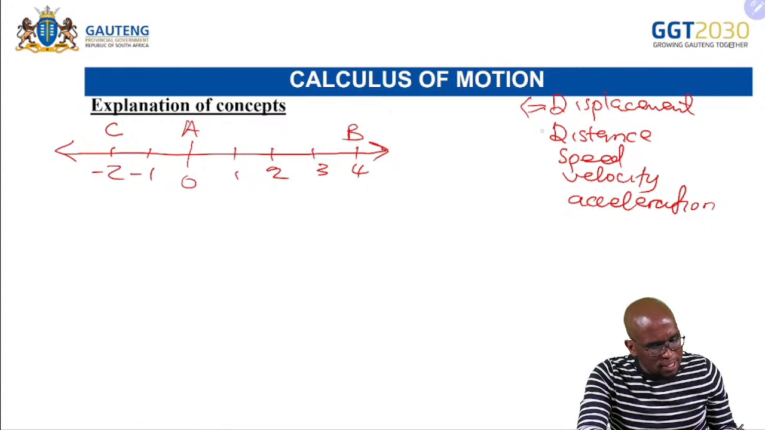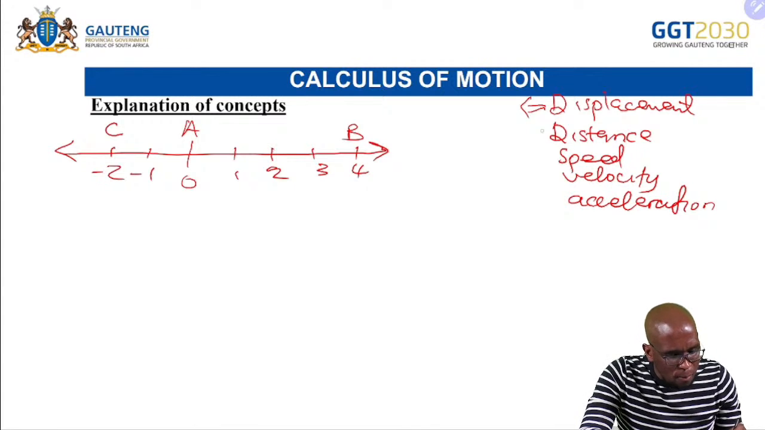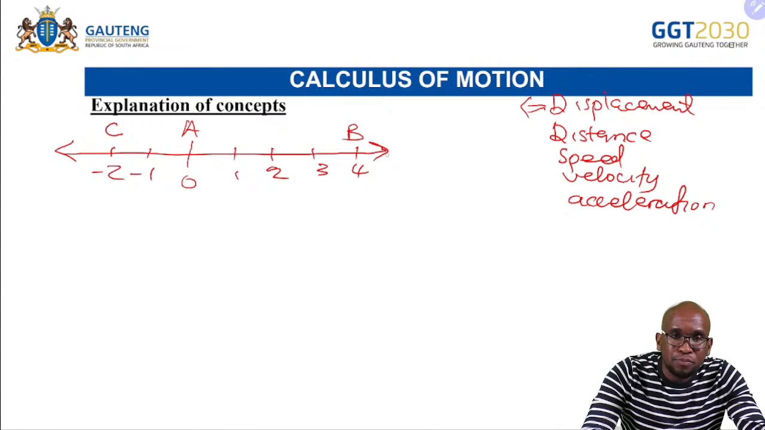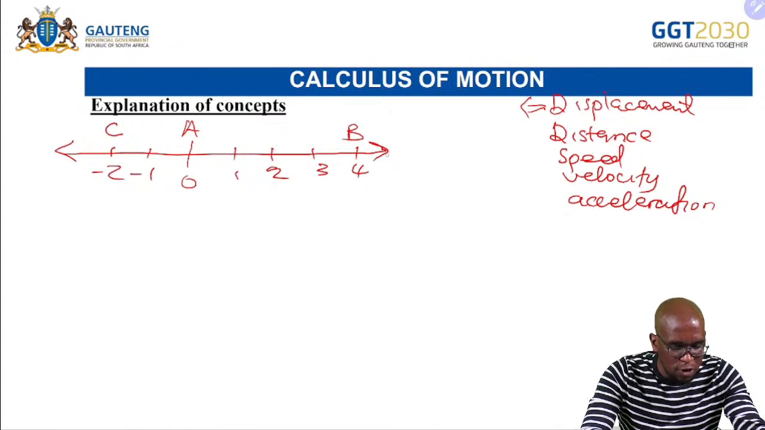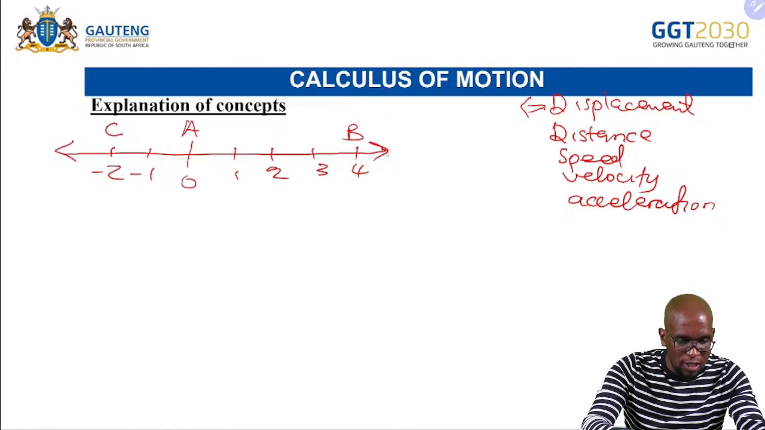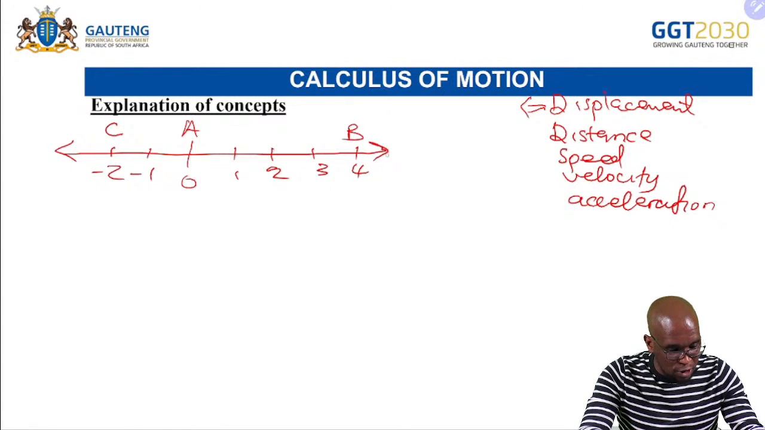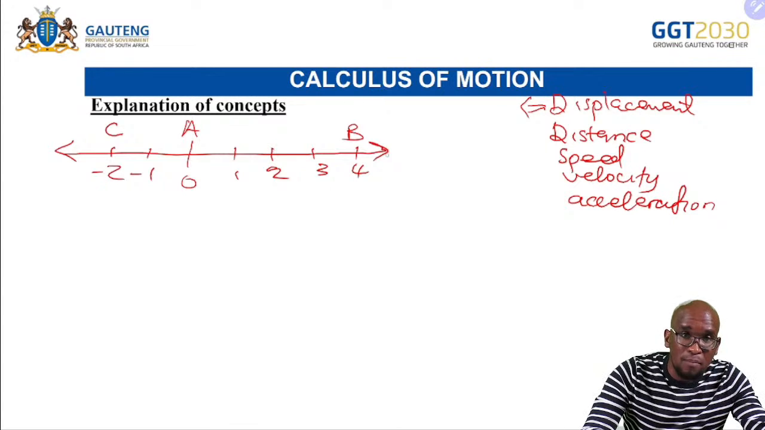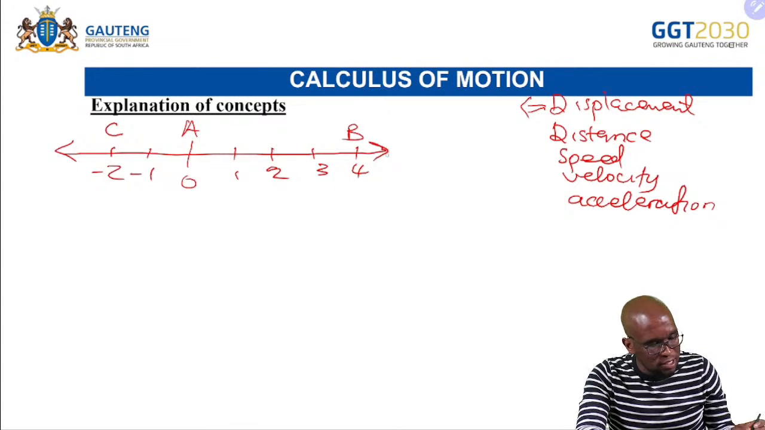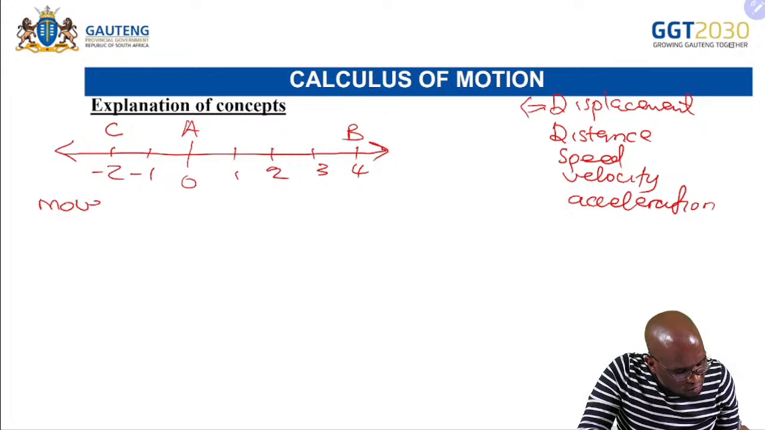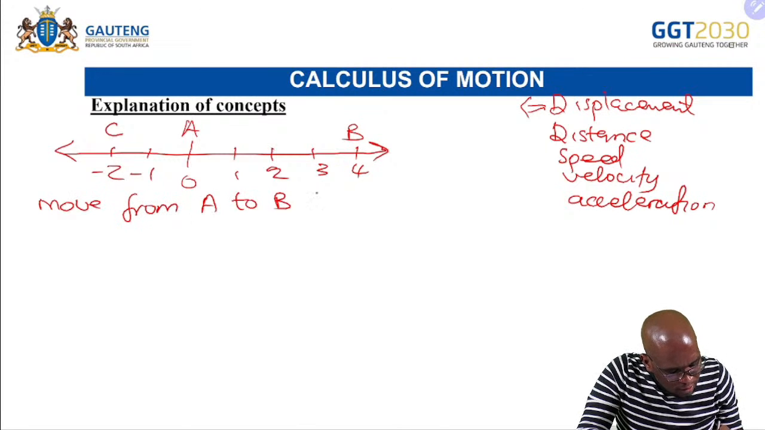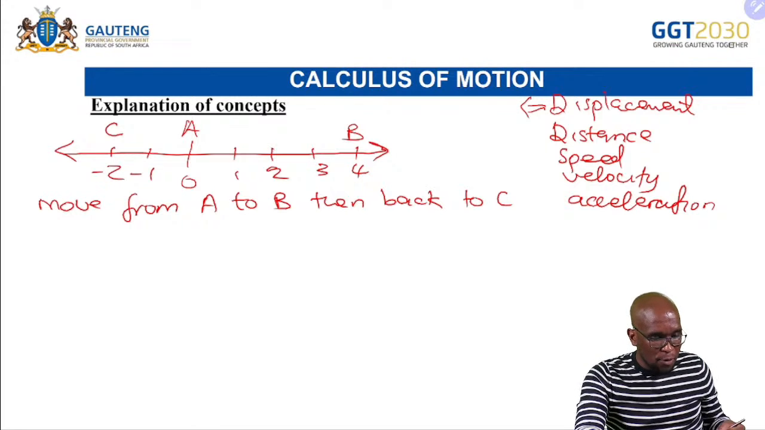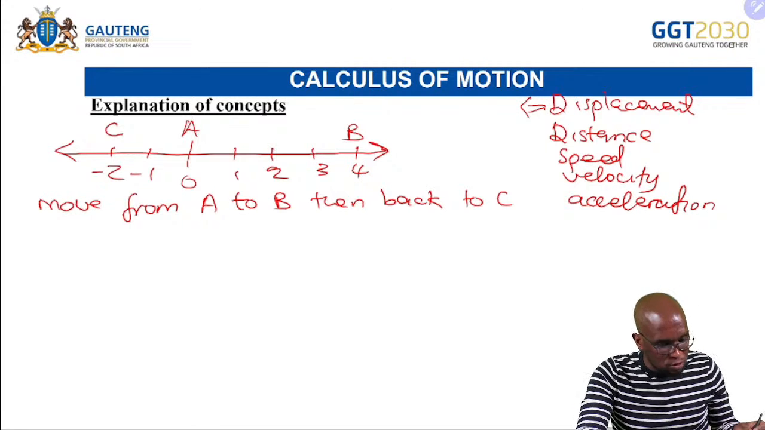Now, suppose that you are to move from point A to point B. Remember, you are moving to the right when you go to point B. If you go to point C, you are moving to the left. Suppose that you move from A to B, then back to C. You move from point A to B and then back to C.